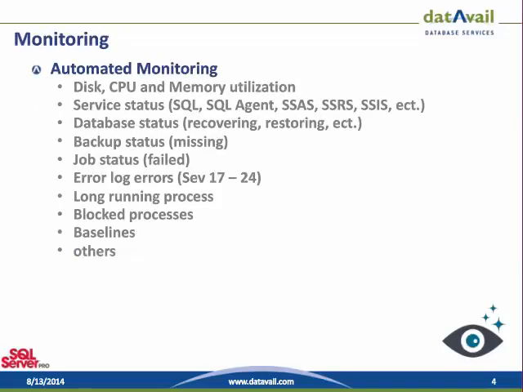So here's an example of what automated monitoring usually looks like. Some process runs locally on the SQL Server and captures these values. If any of these values are over a certain preset threshold, the DBA gets an alert. So these are probably familiar to most people: disk, CPU, and memory utilization, service status, is it up or down, database statuses, is it recovering or online, backup statuses, job statuses, etc.